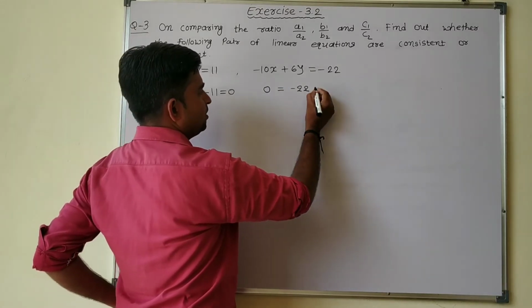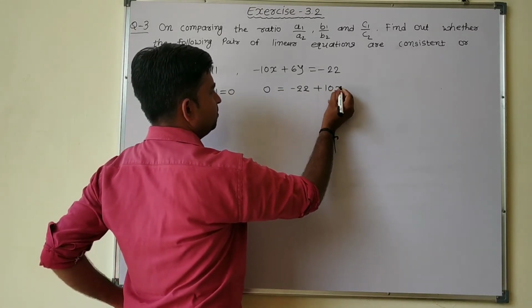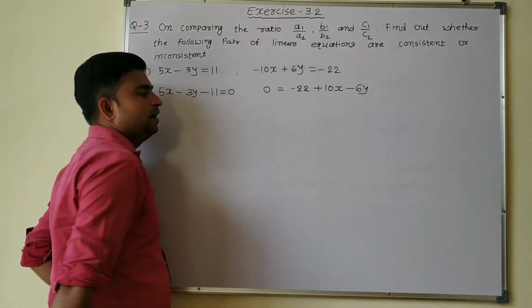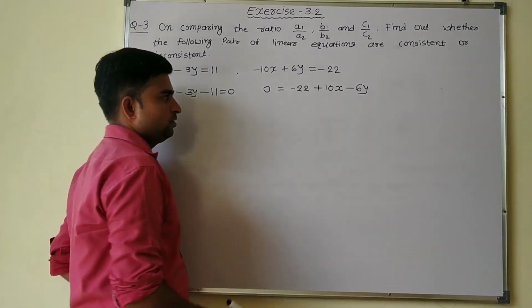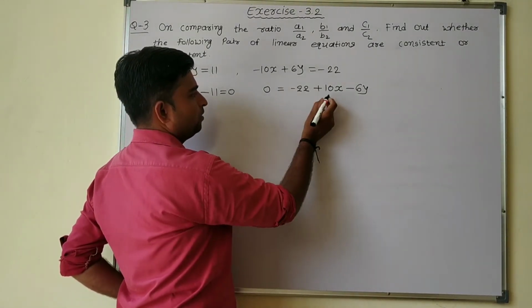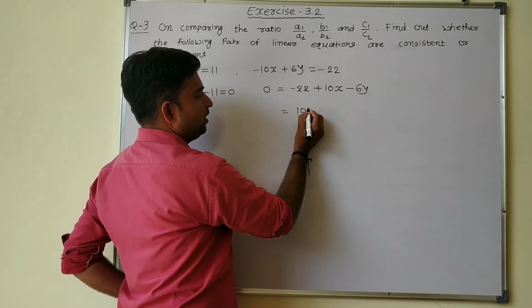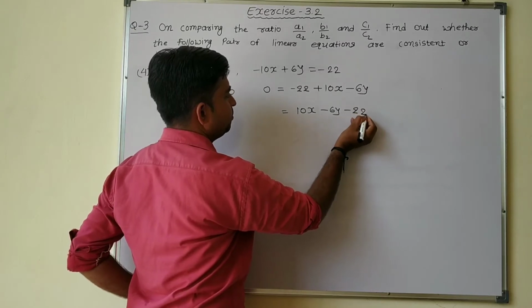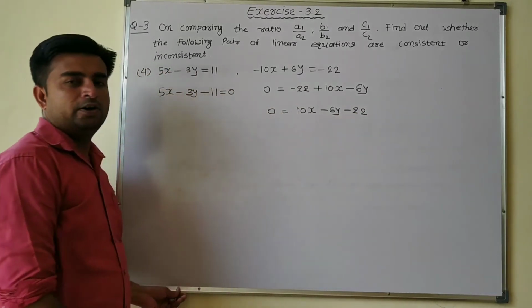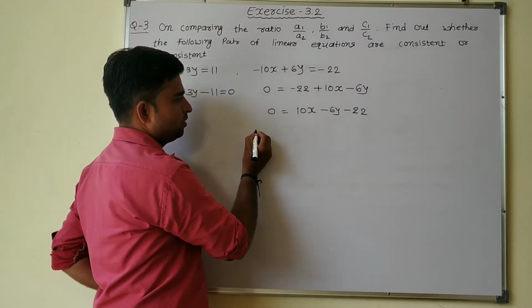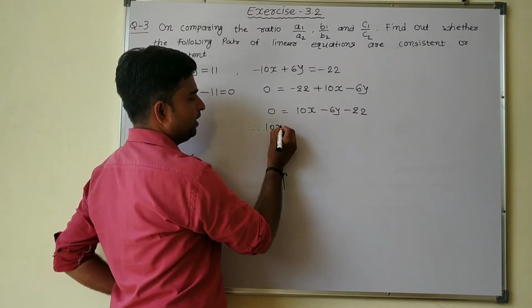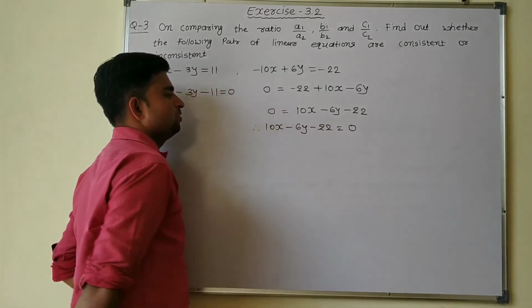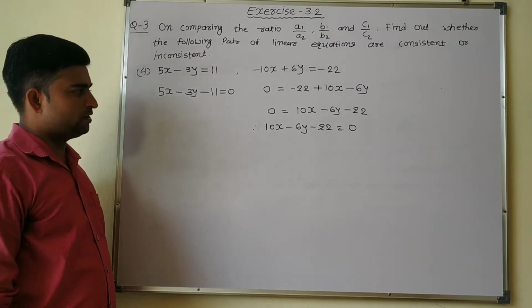माइनस 10x उस तरफ चला जाएगा तो बन जाएगा प्लस 10x और 6y उस तरफ चला जाएगा तो हो जाएगा माइनस 6y. Now we write in a proper way. x को पहले लिखते हैं 10x, then minus 6y and minus 22 is equal to 0. So it becomes 10x minus 6y minus 22 is equal to 0. So this is the standard form of the second equation.